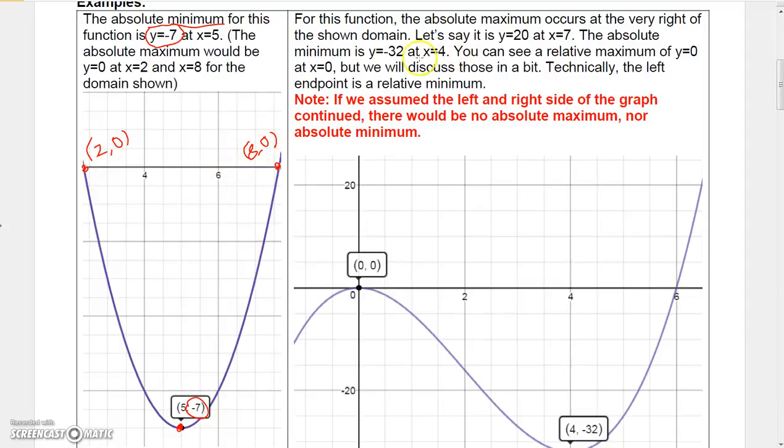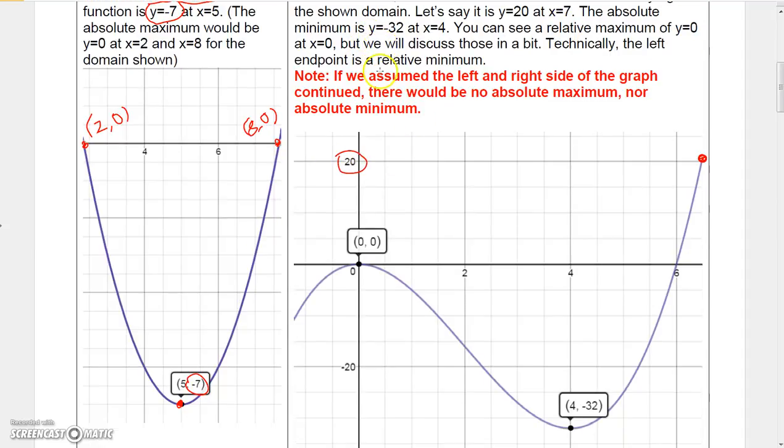Okay, now for this function, the absolute maximum occurs at the very right of the domain. So the maximum actually occurs over here, and it looks like it's around 20. So the maximum is 20, and then the absolute minimum is actually down here. The lowest value for the graph over the interval is actually down here. It's -32.